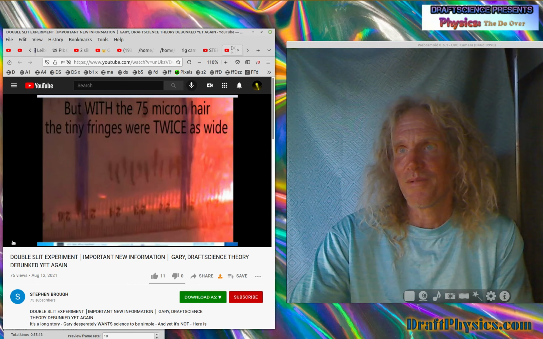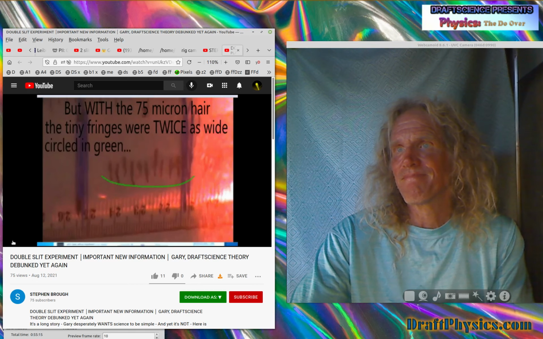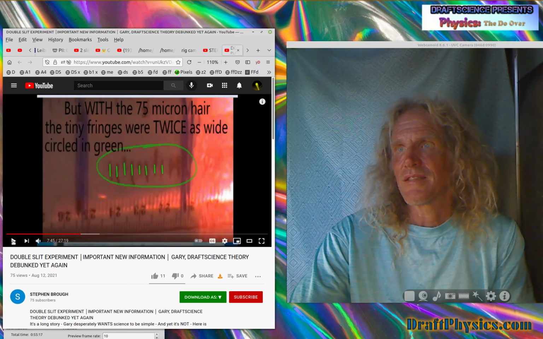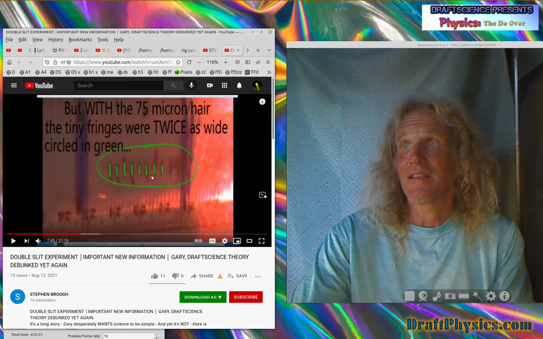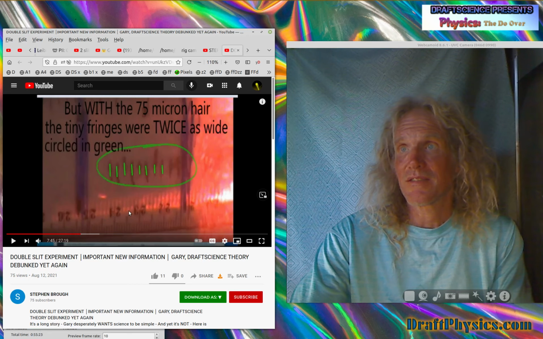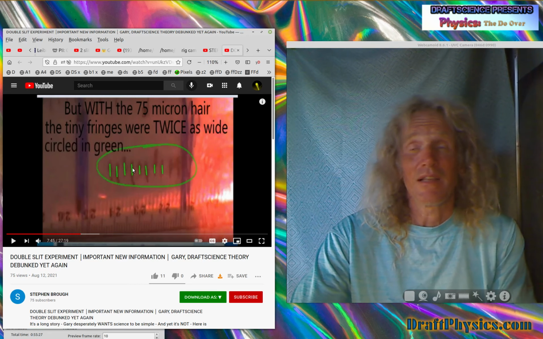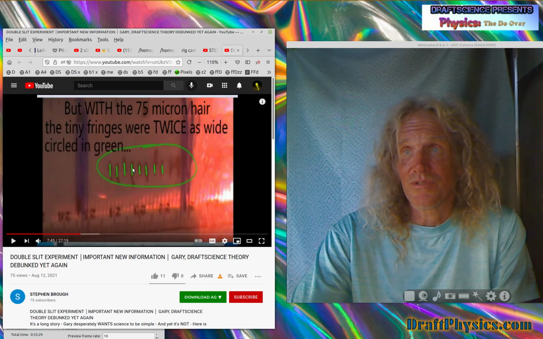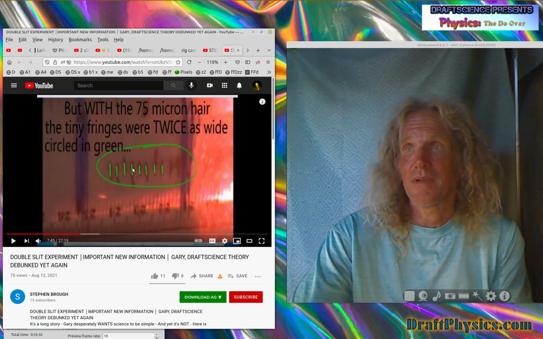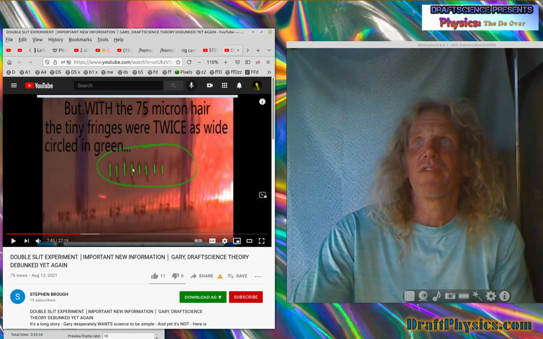So, well, anyway. The tiny fringes were twice as wide, circled in green here, and emphasize a little. Okay, circled in green. Alright, so that's what he's saying. This was the comparison. So they got this small when he did this experiment. Now, I just don't know what analysis you're going to use to explain that, Steve, but okay. I'll take it under advisement.